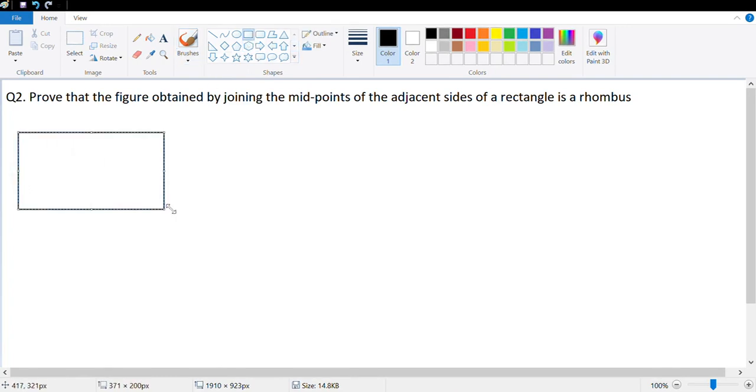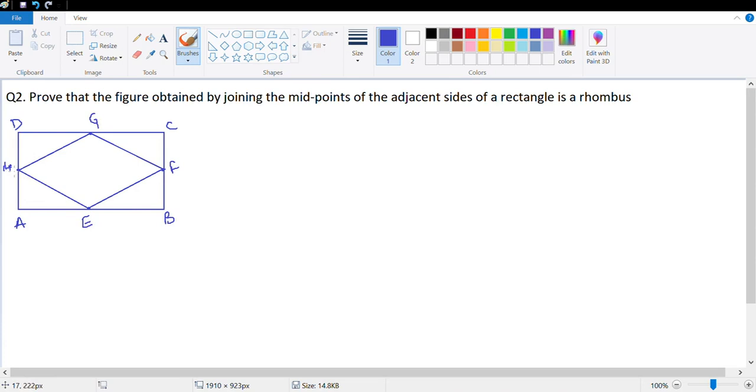So there is a rectangle given. We need to prove that a figure obtained by joining the midpoints of these four sides will be a rhombus. So let's draw the rough diagram. This is first, this is another one, this is the third one, and this is the fourth one. Perfect. Let's give this some names. So this is A, B, C, and D, and this is E, F, G, and H.